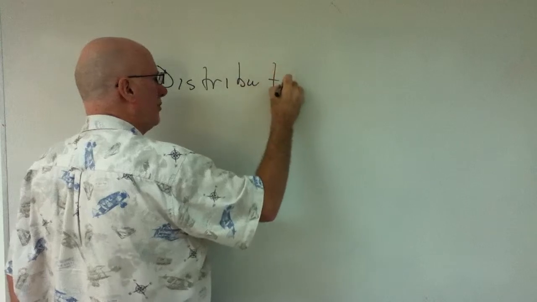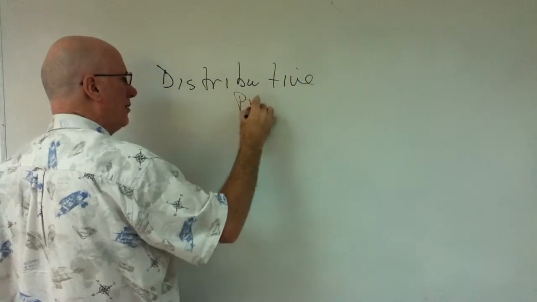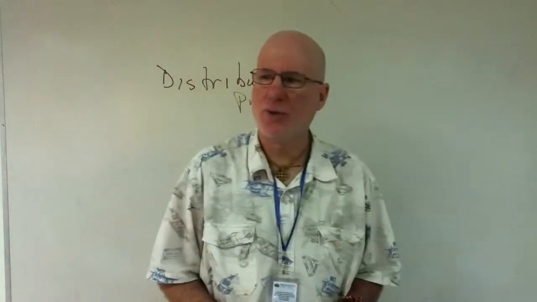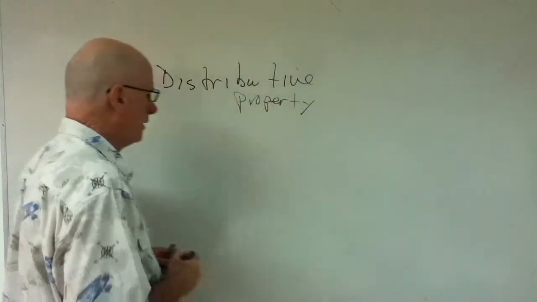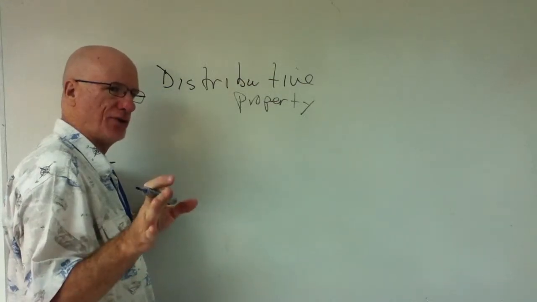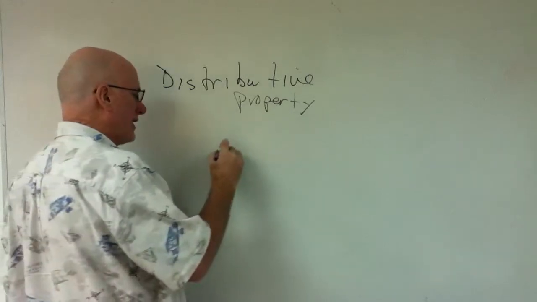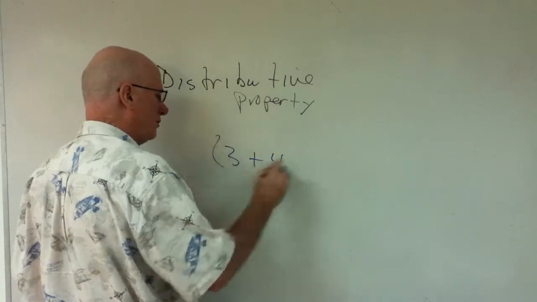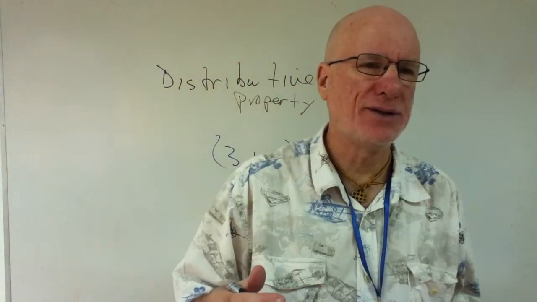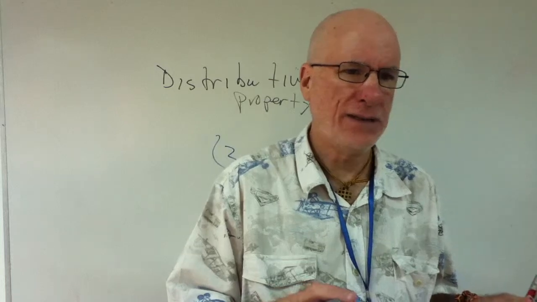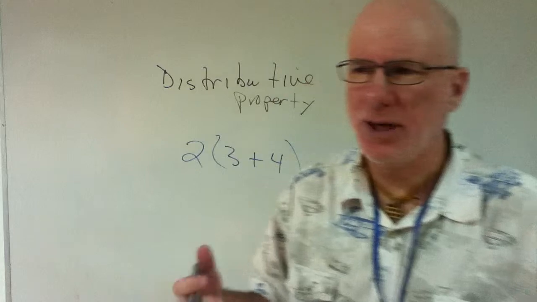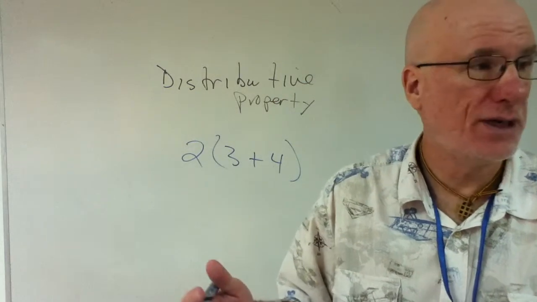Distributive property. The distributive property has to do with this. Let's just use numbers. Let's say 3 plus 4. What's 3 plus 4? But we're going to pretend we don't know what that is. And we're going to say 2 times that. We know what the answer is going to be. What is it? 14. Good.